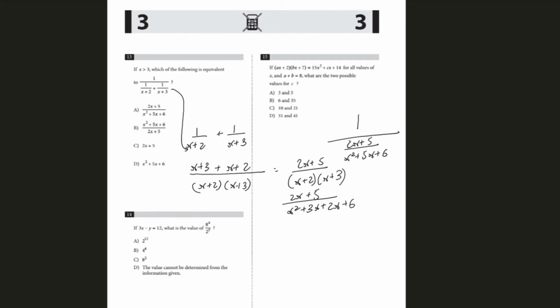1 in the numerator, right? So 1 divided by 2x plus 5 over x square plus 5x plus 6 is 1 multiplied by x square plus 5x plus 6 over 2x plus 5. Because when we're dividing, we switch the denominator and the numerator, and this will give you x square plus 5x plus 6 upon 2x plus 5. So your answer here is B.